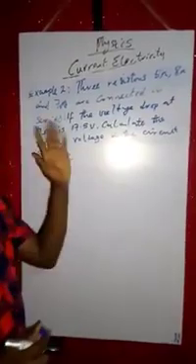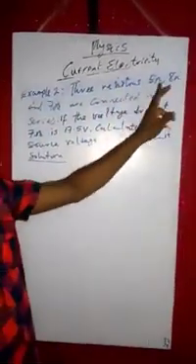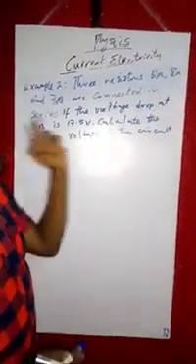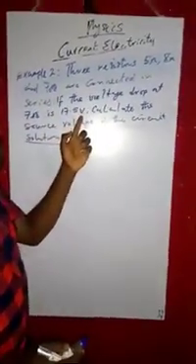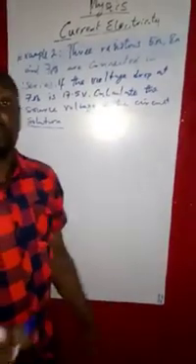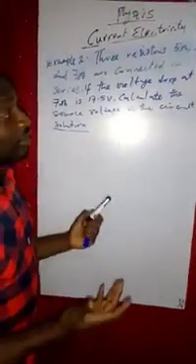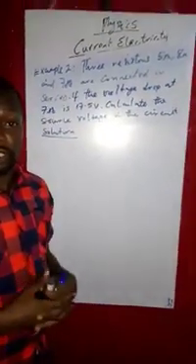Okay, example 2. We have 3 resistors, 5 ohms, 8 ohms and 7 ohms, connected in series. If the voltage drop at 7 ohms is 17.5 volts, calculate the source voltage in the circuit. That means from the question we are asked to find the total voltage in the circuit.